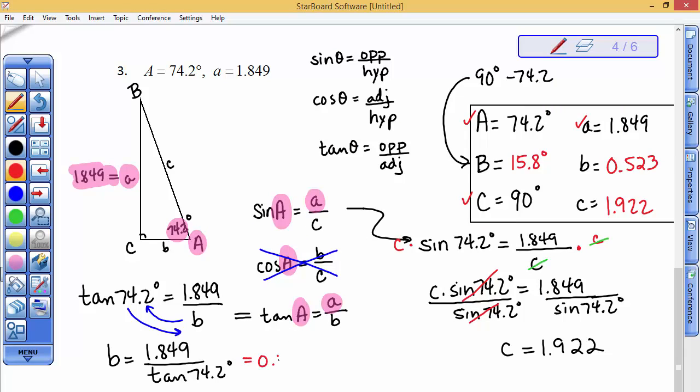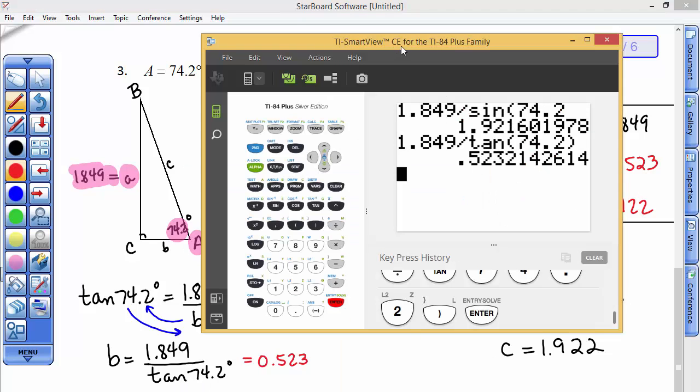0.523. So side B was equal to 0.523. And now I'm all done, but I'm going to check. What I tend to do, when I'm given just one side, is check using the Pythagorean theorem. So I'm going to use this number and this number in the Pythagorean theorem, using the two legs, to see if the hypotenuse is 1.922. That way I can know if I did the problem correctly.